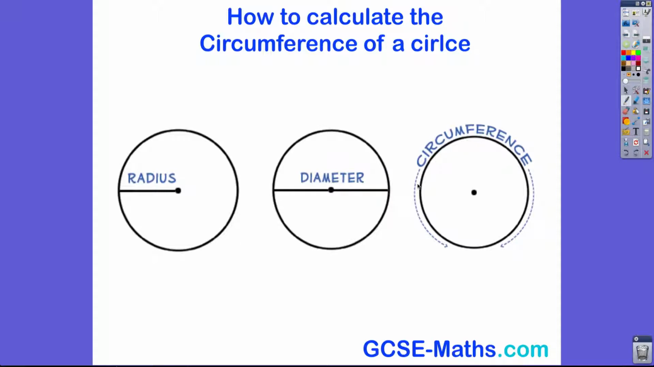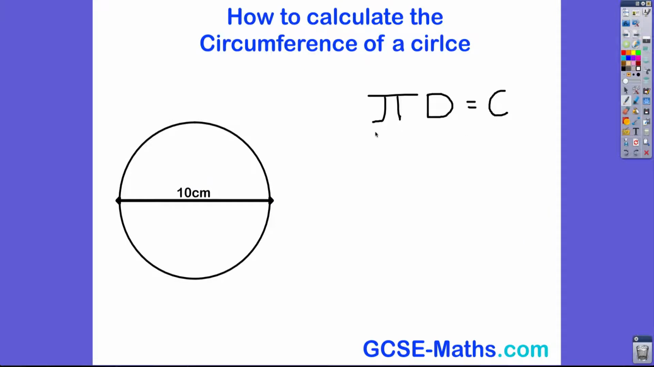So the circumference is the perimeter of a circle, and the diameter is the length from the side of a circle through the center to the other side. And the radius, which I'm sure most of you already know, is half the size of the diameter. So let's go on to a few examples and see what we can do.